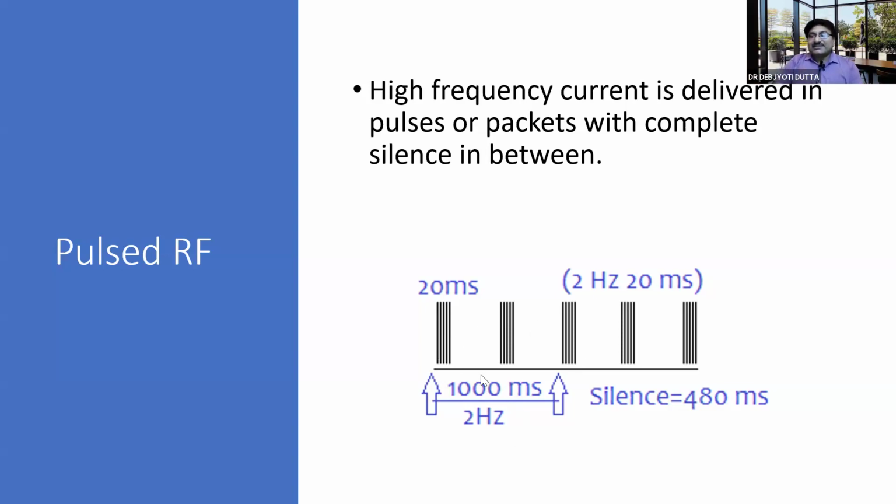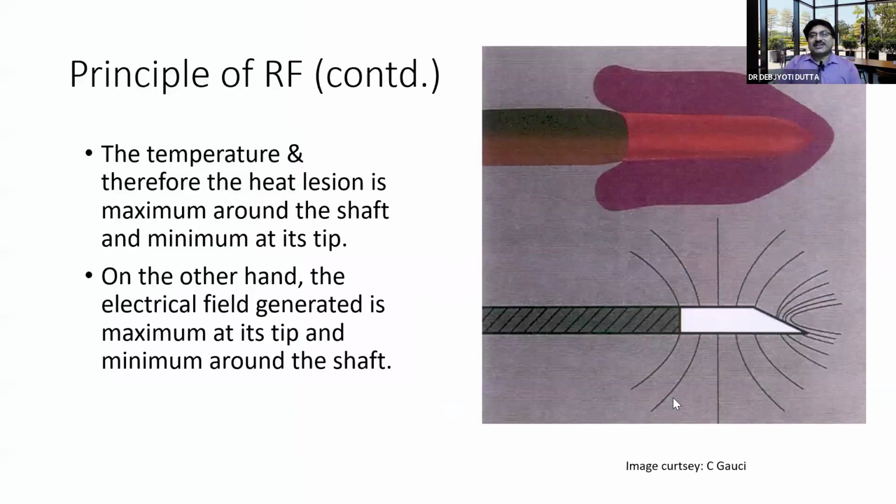There will be some pulses and there will be some gaps. Usually it is a 20 millisecond pulse, and there is 480 millisecond of gap in between. And you should always remember this shape: at the tip, the lesion is very less, but at the shaft, the lesion is more in case of conventional radio frequency.